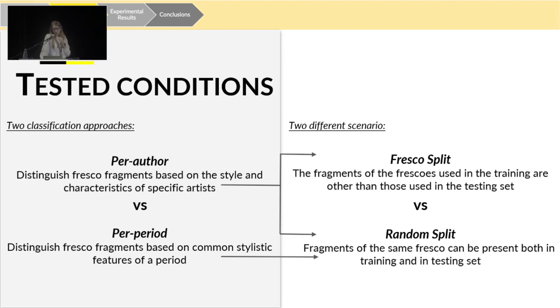The second one we name a random split, where fragments of the same fresco can be present both in the training and testing set. For the second approach, period, we implemented only the second strategy because we need a proper number of samples and authors to have a proper training.